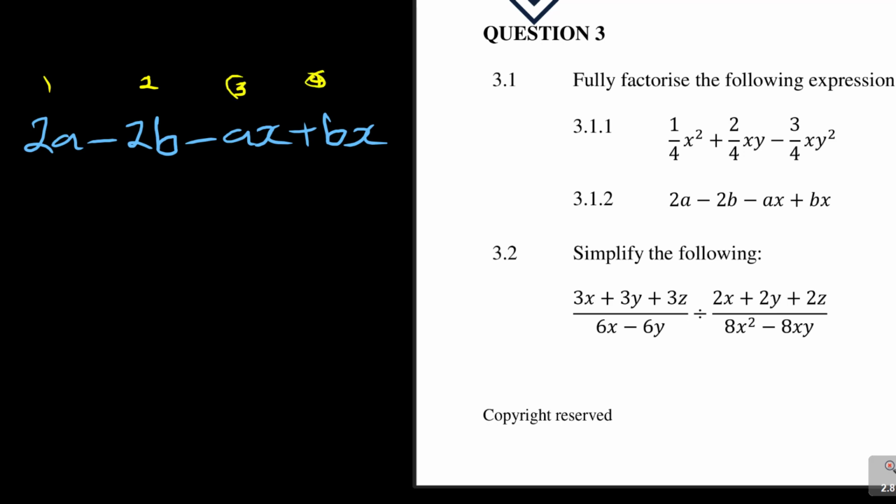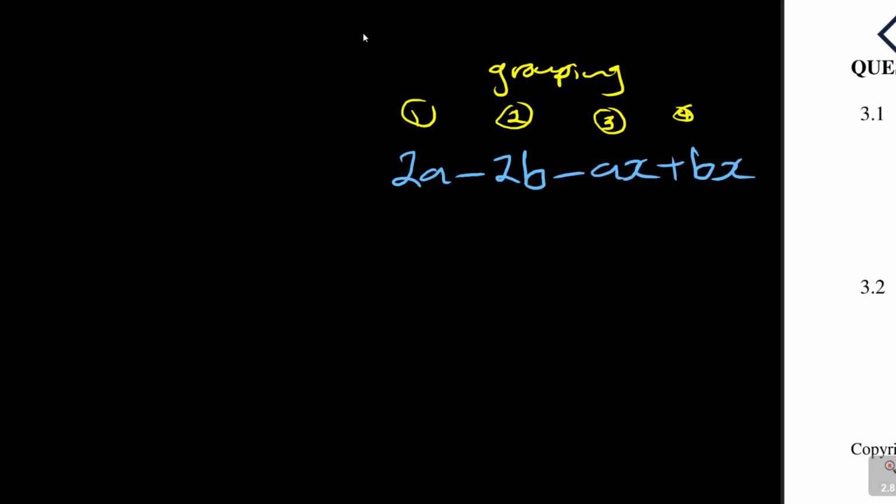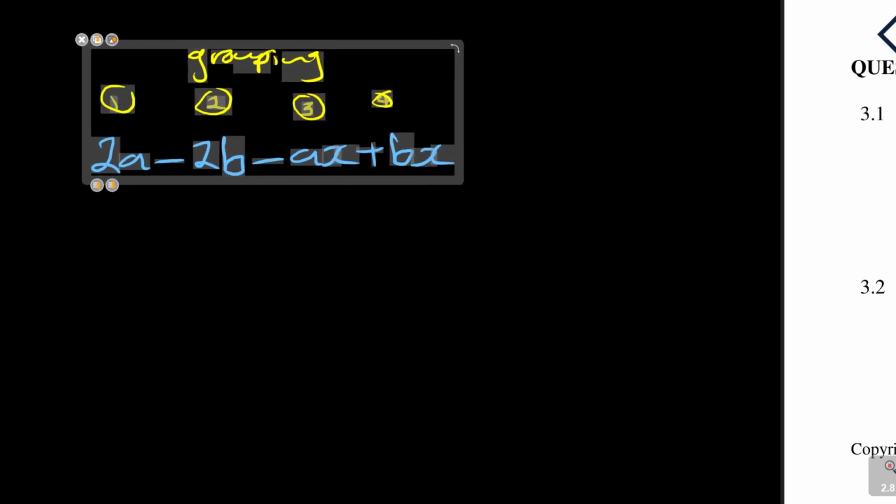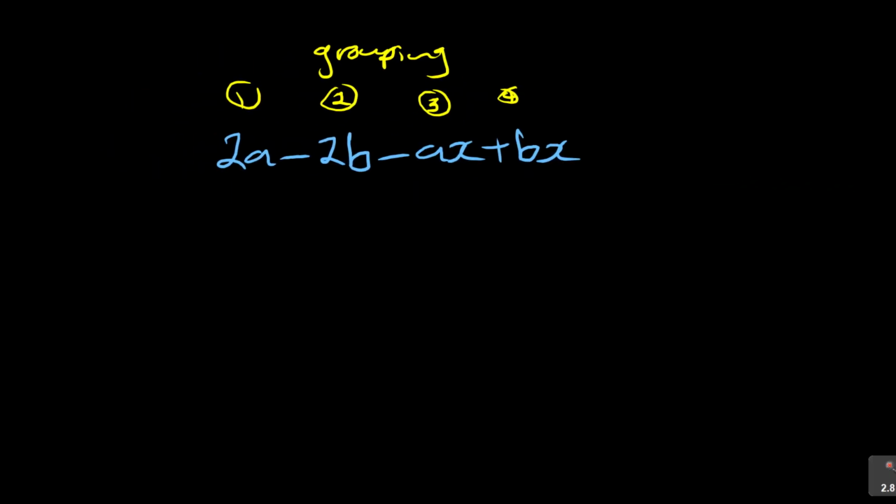So these are 4 terms, and the type of factorization that we do here, if there are 4, we call it factorization by what? By grouping. That's what we call it. So you're going to factorize by grouping. And if you're factorizing by grouping, you split this thing into 2 groups. Like you take the first 2 and you take the last 2.